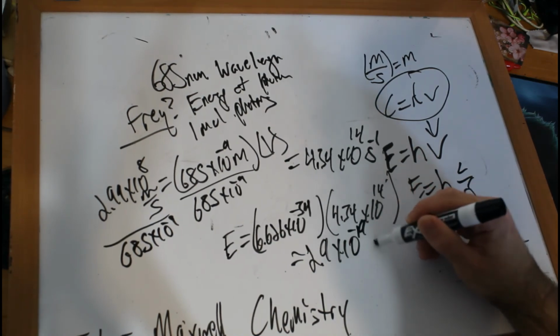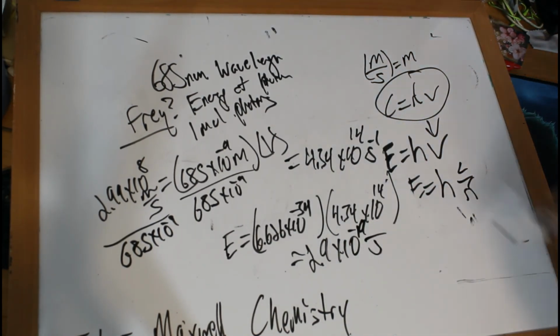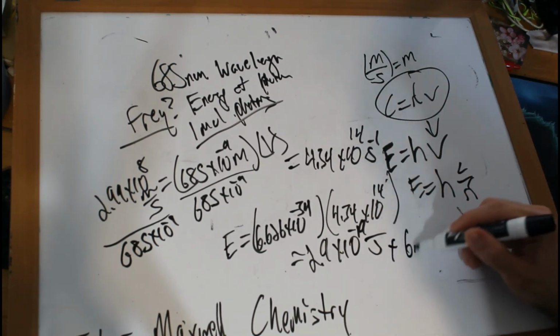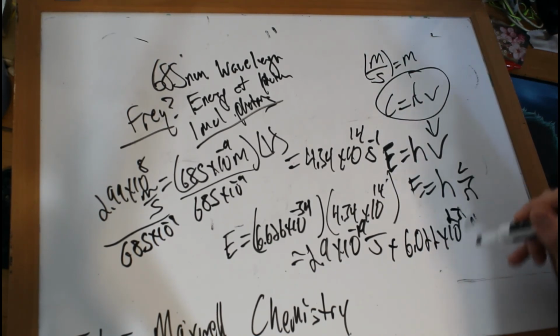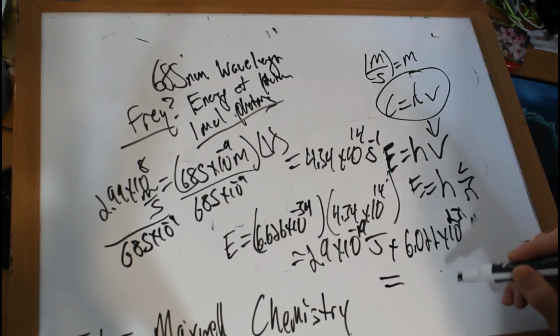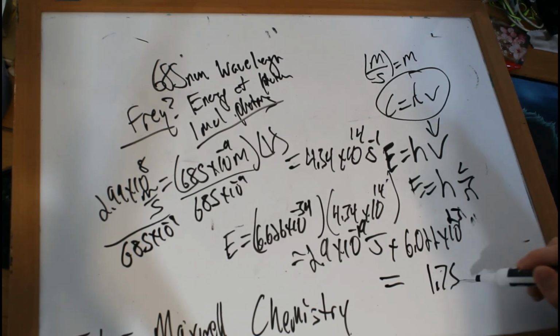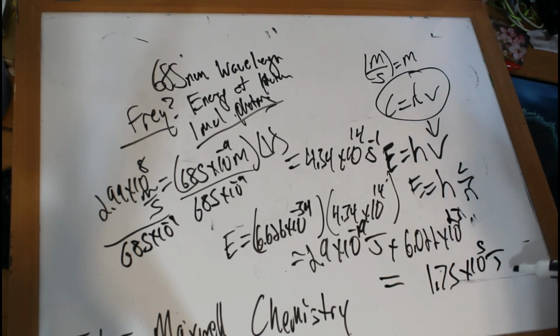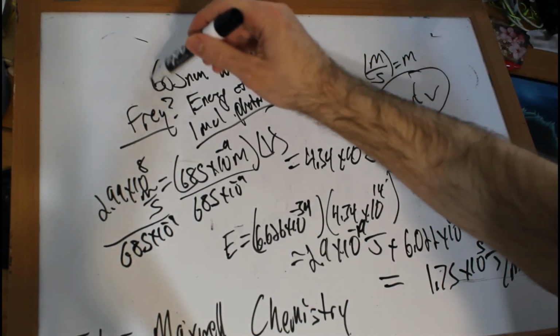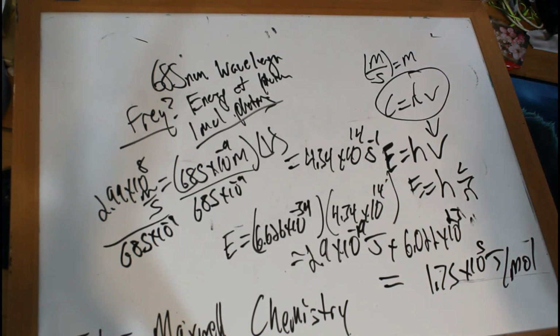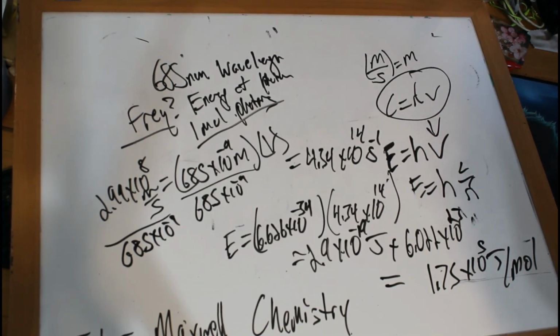So when we multiply those together, we get the energy of 1 photon, which is 2.9 times 10 to the negative 19 joules. So if we wanted the energy per mole of photons, we just multiply that by Avogadro's number. And then we get times 10 to the 5 joules per mole. So that's the amount of energy per mole of photons of 685 nanometers wavelength.